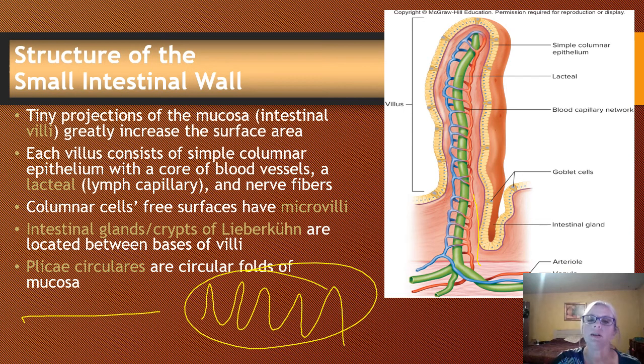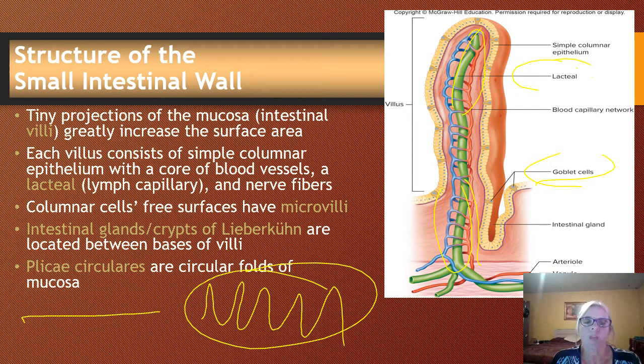You can see here you have some blood vessels. You can see there is a lacteal or a lymph, it's the green here, a lymph capillary. We have some nerve fibers that innervate here as well, and there are some goblet cells. Remember what goblet cells do? They secrete mucus, right? Mucus is important because it's protective.